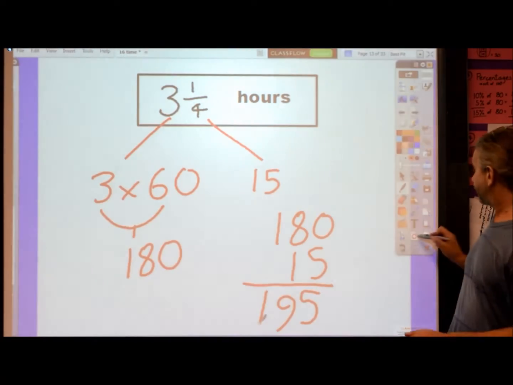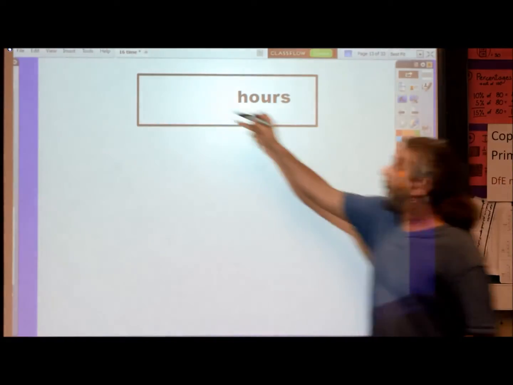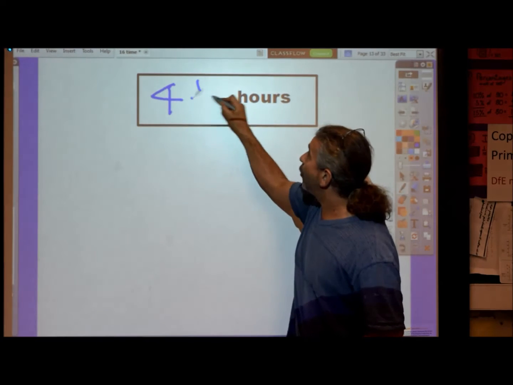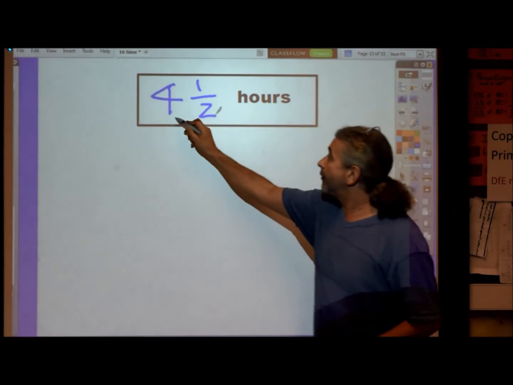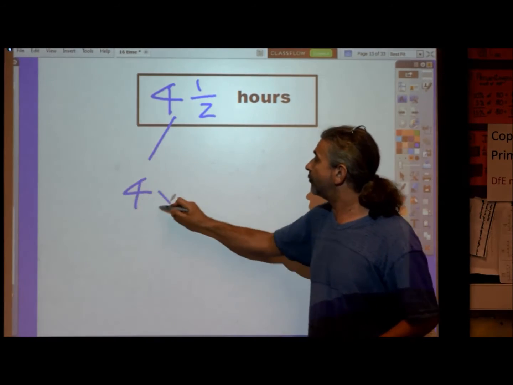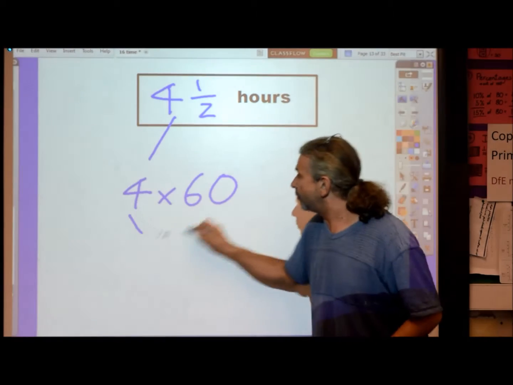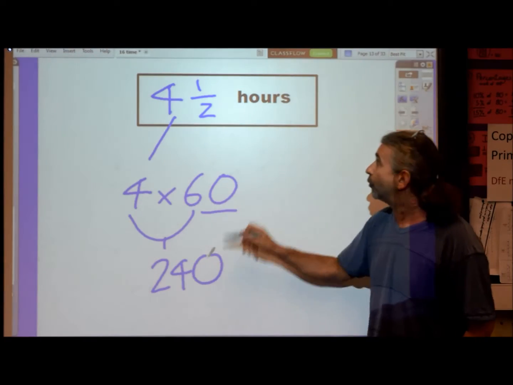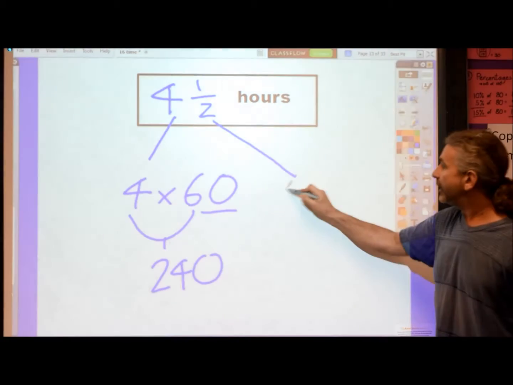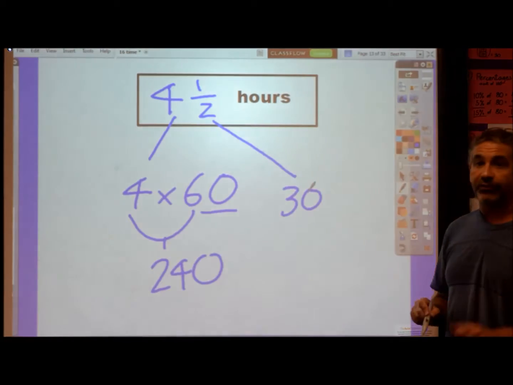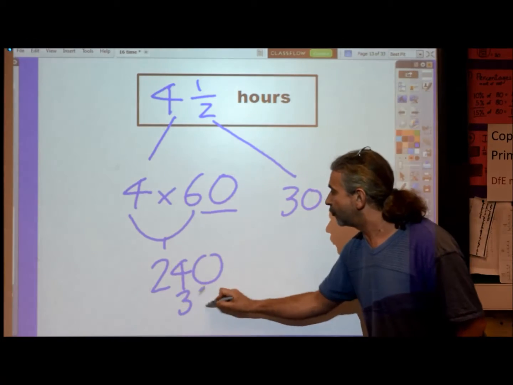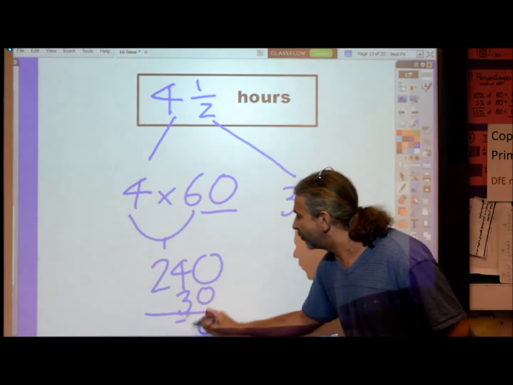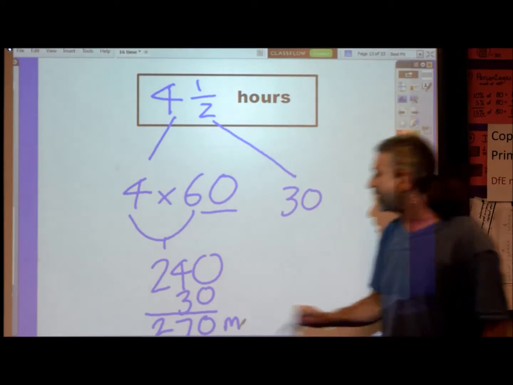So to find the total, 180 and 15 is 195 minutes. Similarly, if we had to find how many minutes were in 4.5 hours, the 4 hours is 4 times 60 minutes. 4 times 6 is 24. Add the 0, 240. Half an hour is 30 minutes. So, to find the total, 240 plus 30, it's 270 minutes.